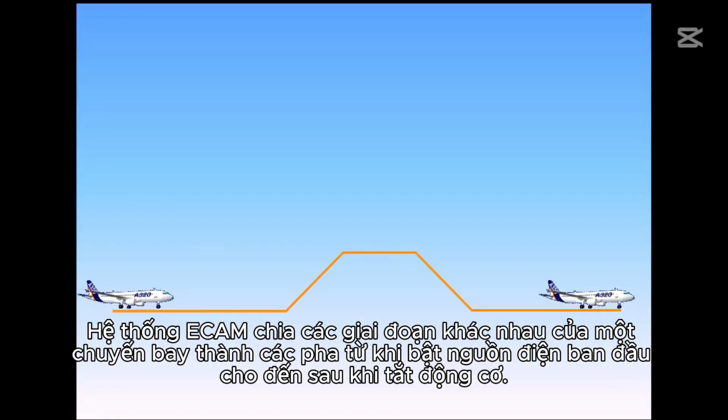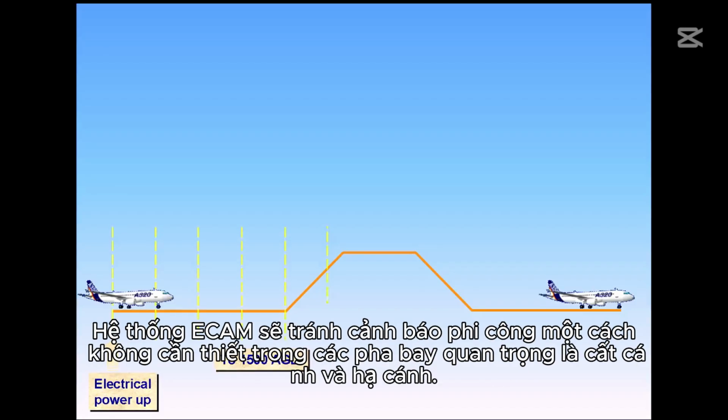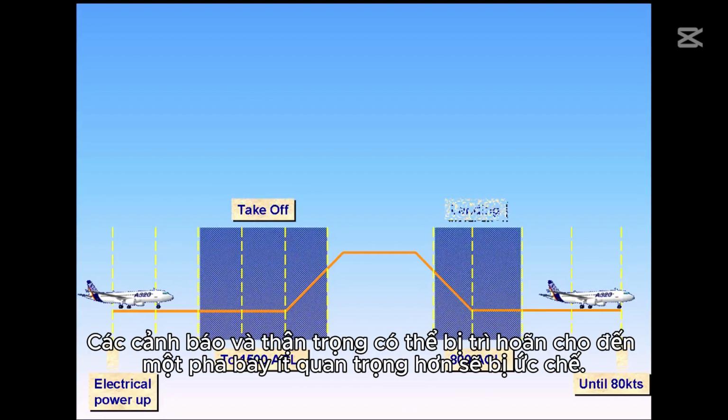The ECAM system divides the various stages of a flight into phases, from initial electrical power-up until after the engine shutdown. The ECAM system will avoid alerting the pilots unnecessarily during the critical flight phases of takeoff and landing. The warnings and cautions that can be delayed until a less critical phase of flight will be inhibited.